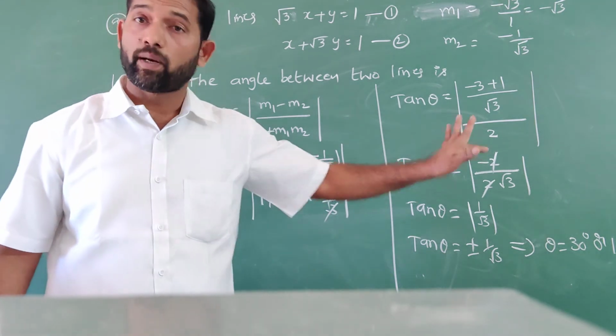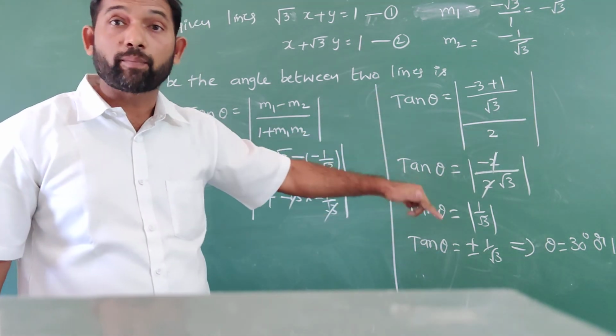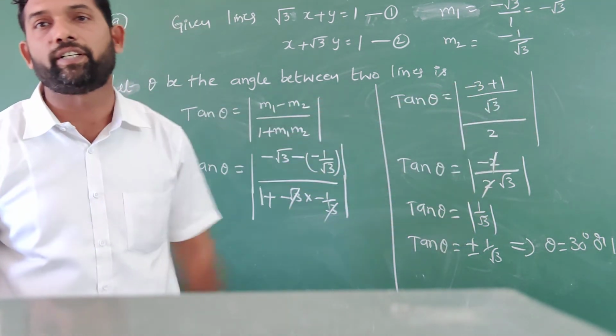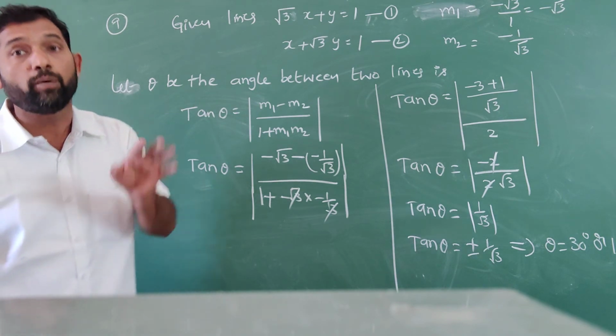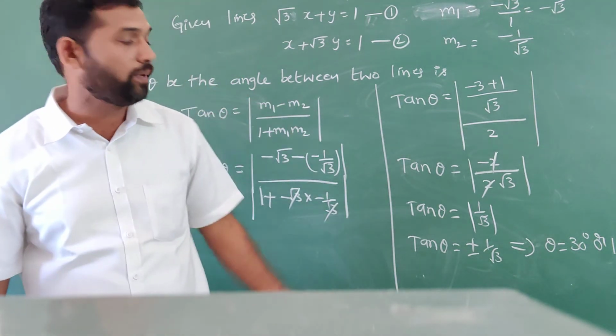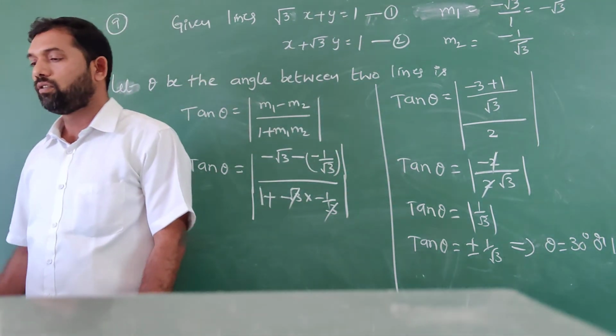Plus value we take 1 by root 3. The value should be theta is equal to 30. So minus 1 by root 3 you have to take, that value should be 180 minus 30, that is 150 degrees. Tan 150 degrees value is minus 1 by root 3, tan 30 degrees value is 1 by root 3. So the angle should be 30 degrees or 150 degrees. That is your choice. Note down fast.